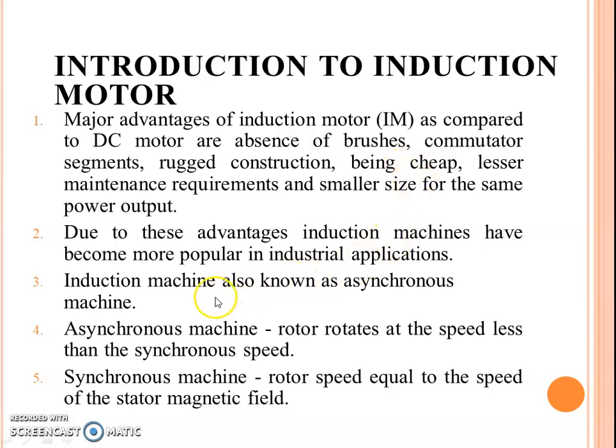Okay, this induction machine is also known as an asynchronous machine because it will not run at the frequency or speed of the line voltage applied to the motor, but at a reduced speed compared to the induced frequency. So asynchronous means that the rotor rotates at a speed less than the synchronous speed, compared to the synchronous machine, where the speed of the rotor is equal to the speed of the stator magnetic field.